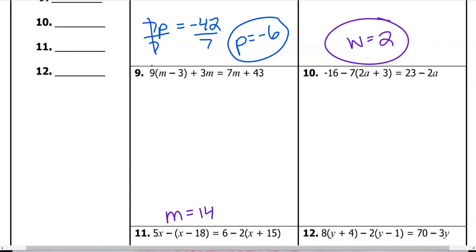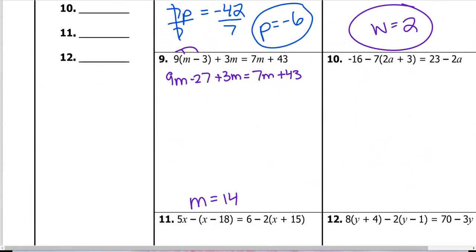I'm going to show you. So distribute the 9 to get 9m, and then negative 27, we still have plus 3m, equals 7m plus 43. To simplify this time, we have two pieces with m's. So 9m and 3m, those are what's going to get put together. 9 plus 3 gives me 12. Then we still have minus 27 equals 7m plus 43, like that.